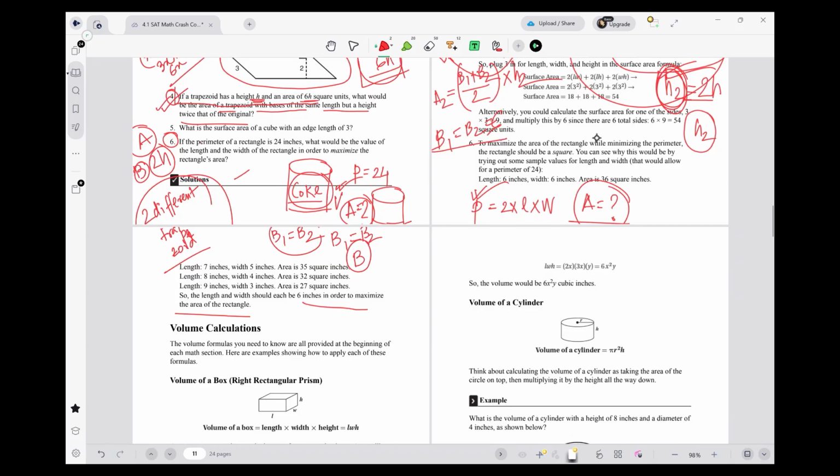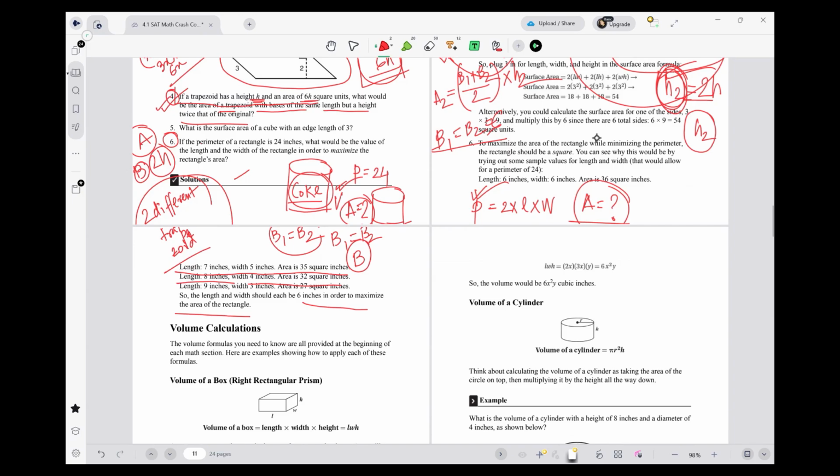While maximizing the area of the rectangle for a given perimeter, the rectangle should be a square. You can see why this would be by trying out some sample values for length and width that would allow for a perimeter of 24. Length 6 inches and width 6 inches, area is 36 square inches. Length 7 inches, width 5 inches, area is 35 square inches. Actually, they are trying to plug in some values and find out the area with some trial and error.